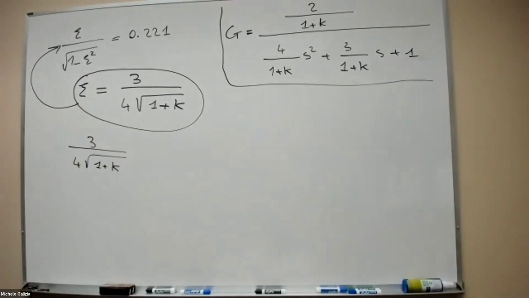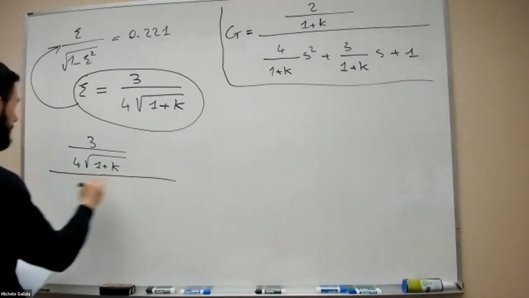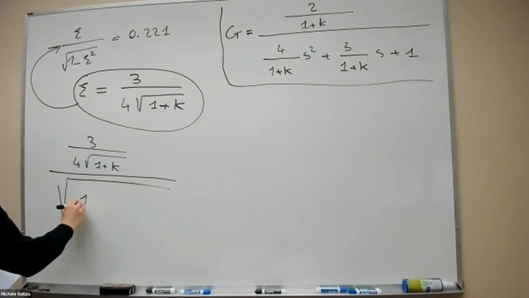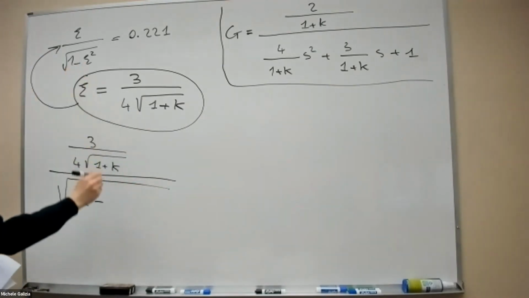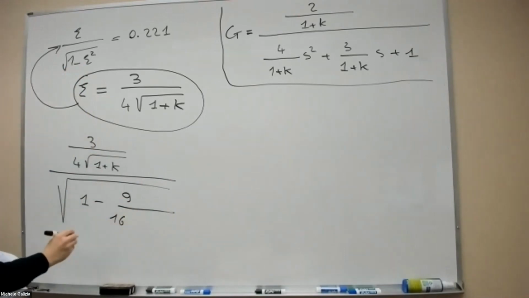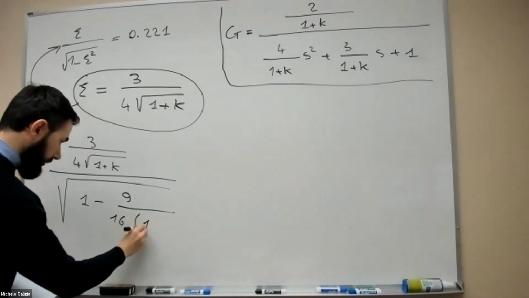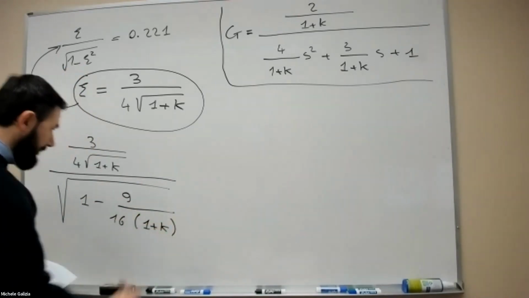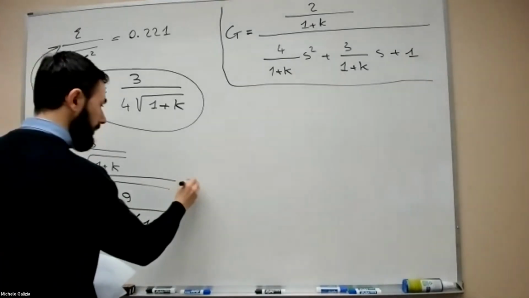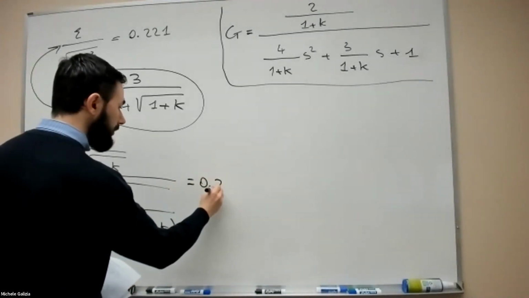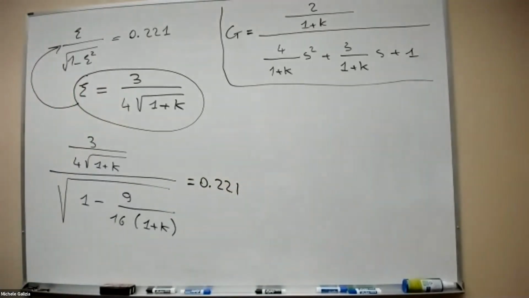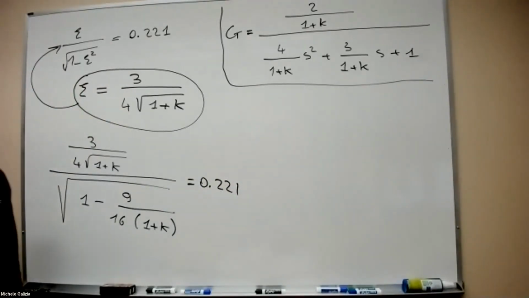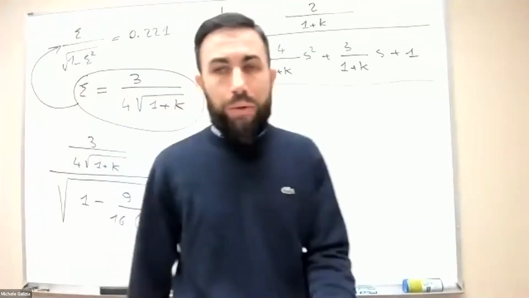3/4 times the square root of 1 plus k divided by the square root of 1 minus 9/16 times 1 plus k equal to 0.221. And so now you have an equation in the k variable. So now you can proceed as you wish.